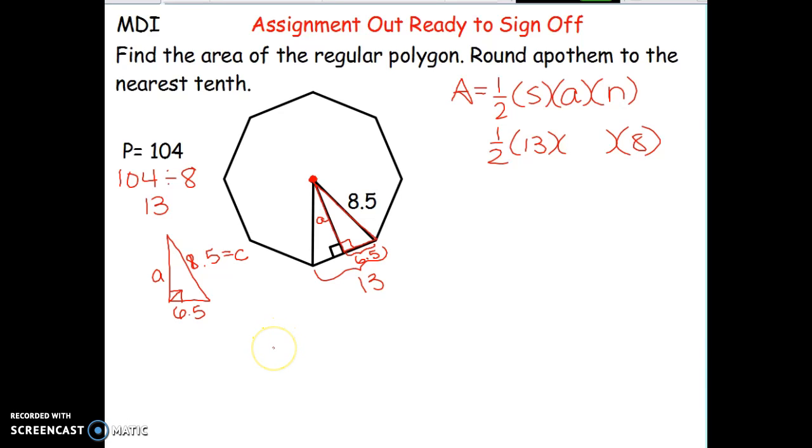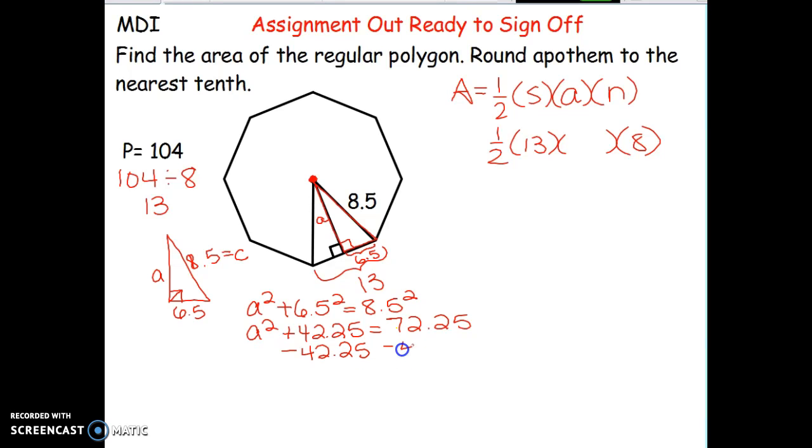So if we do A squared plus 6.5 squared is equal to 8.5 squared. So A squared plus 42.25 is equal to 72.25. If we subtract 42.25 from each side, we get A squared is equal to 30, and if we take the square root of 30, we get 5.47, and 5.47 rounds to 5.5.